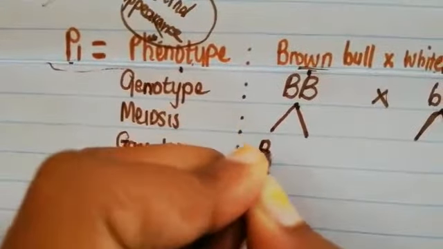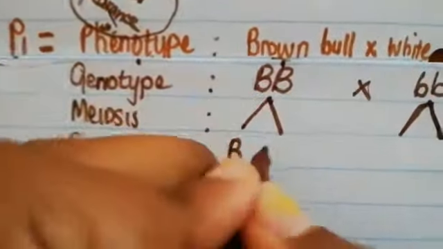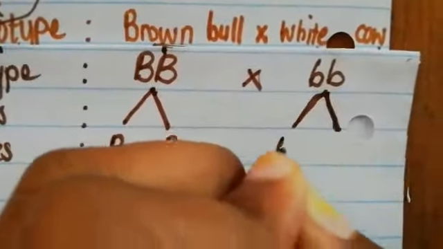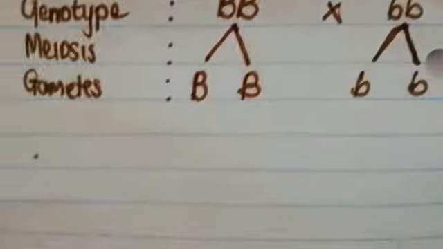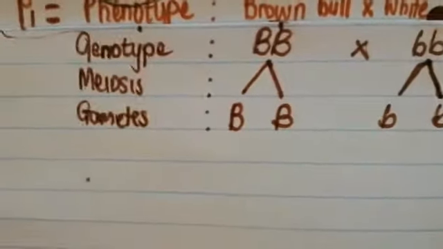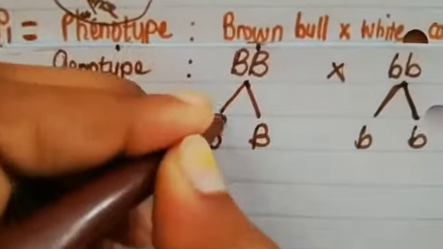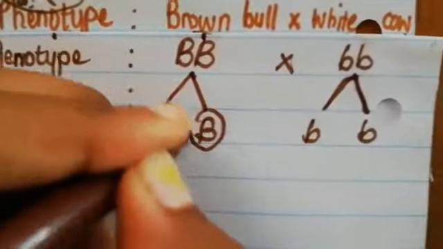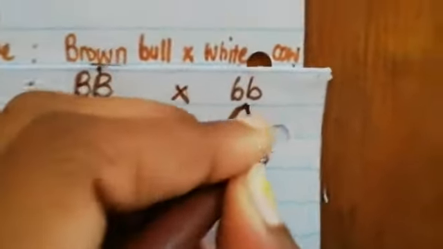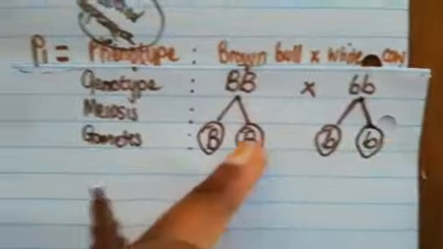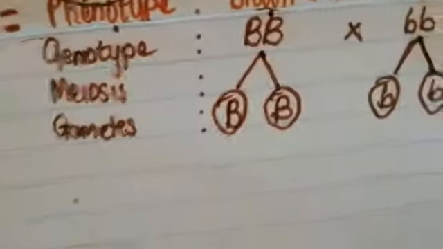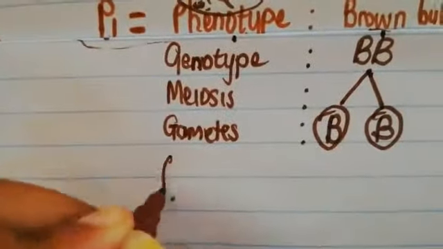So we get B, remember, and then we get another B here. Then here, the cells divide, we get a small letter b and a small letter b. The most important thing, guys, please make sure that as you are done dividing the cells, you circle them to show that these are cells, right? You don't just write B and then you're done. You circle them, you get marks for these things. Sharp.